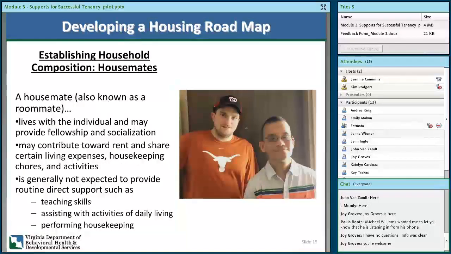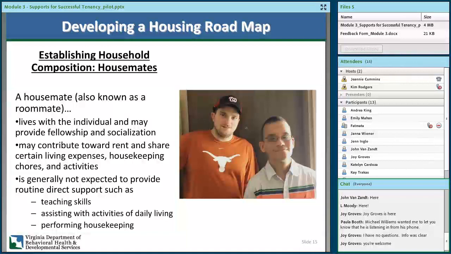So the first component of a housing roadmap is establishing the household composition. During the tenancy screening, the community housing guide may have learned the individual needs or wants to live with someone. If the individual has not identified this person, then the guide can help the individual develop and implement a plan to secure a housemate or a live-in aide. It's important to explain the difference between a housemate and live-in aide to the individual, and then discuss which role will meet the individual's needs.